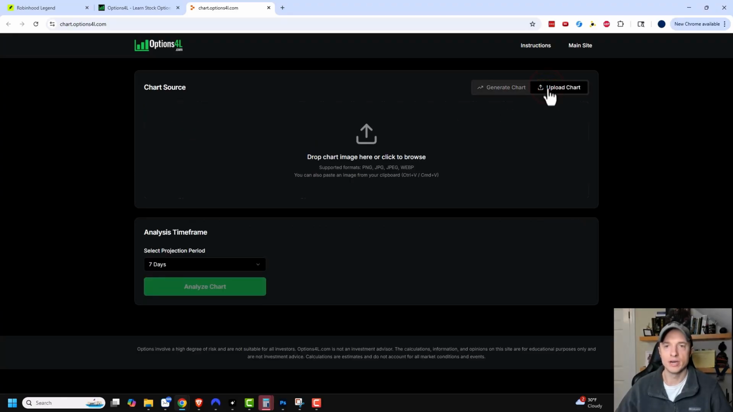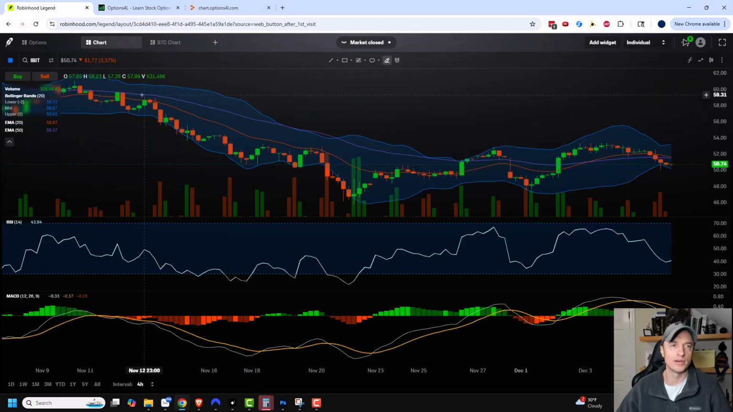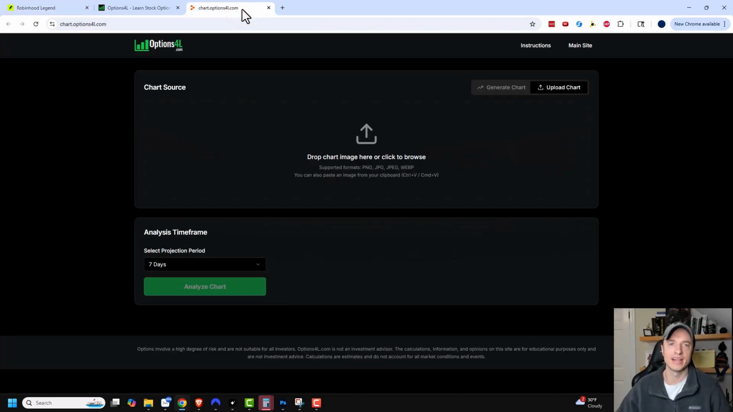Additionally, you could go ahead and upload your own chart. So if you use TradingView, or I'll show you an example using Robinhood Legend, where you have your own chart and your own indicators that you want to use, you could go ahead and upload a picture of that chart and have AI analyze it.